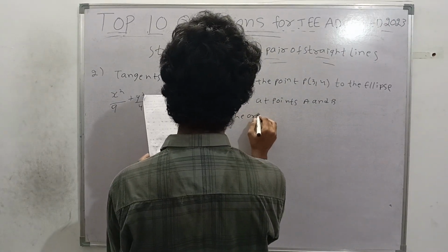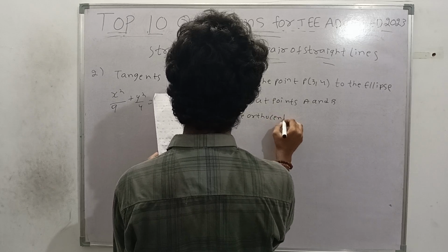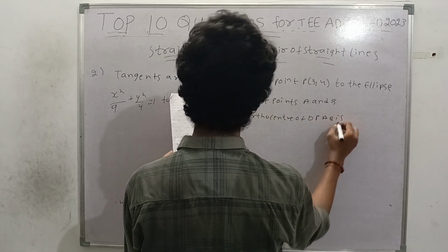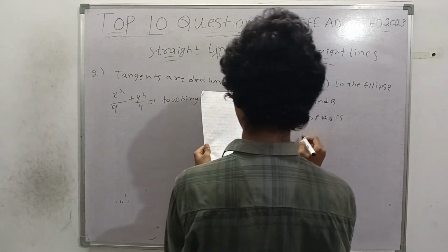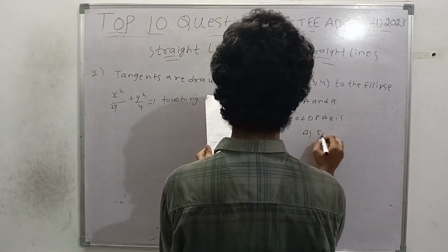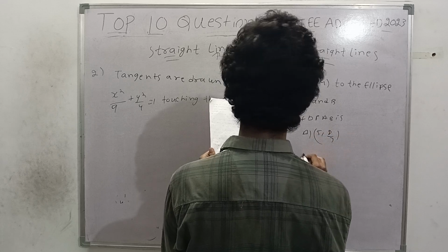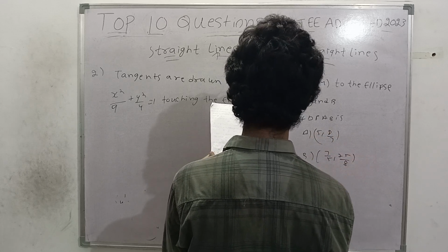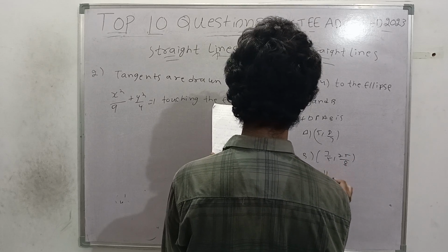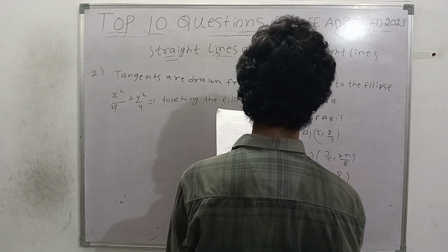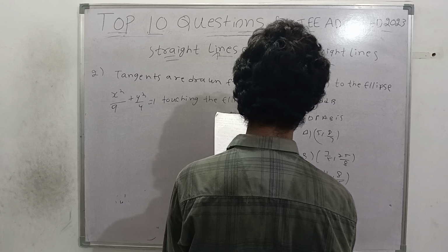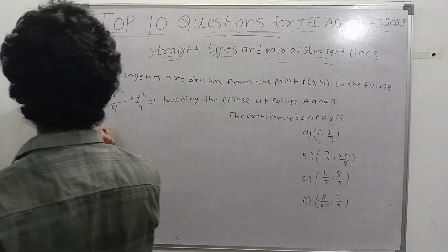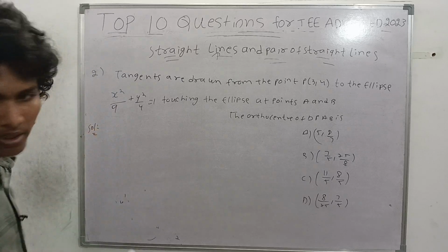They are asking the orthocenter of triangle PAB. Option A (5, 8 by 7), option B (7 by 5, 25 by 8), option C (11 by 5, 8 by 5), option D (8 by 25, 7 by 5). So basically this is the question.